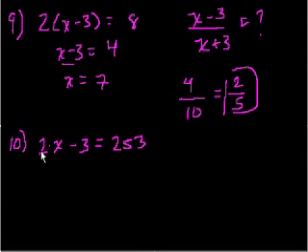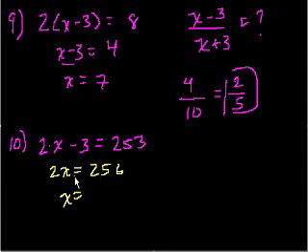What is the number? Well, while reading it, I set it up, so now we just have to solve. So we add 3 to both sides. 2x is equal to 256. Right? I added 3 to both sides. Divide both sides by 2. X is equal to 128. And we are done. Next problem.